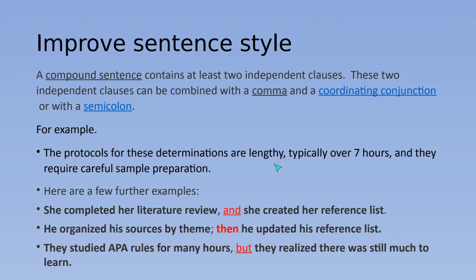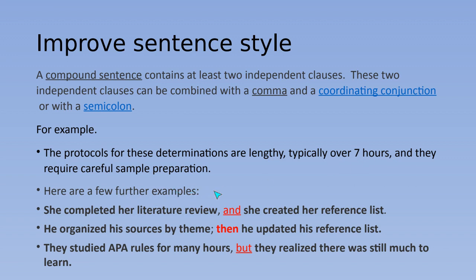So a compound sentence contains at least two independent clauses. These two independent clauses can be combined with a comma and a coordinating conjunction or with a semicolon. So these are really good. Often when I'm looking at work, I will say, join this up, and I think students are often unsure how to join them up. So, for example, the protocols for these determinations are lengthy, typically over 7 hours, and they require careful sample preparation. You can see the use of the commas there and how important they are. It's still the same subject, but the comma after 7 hours makes it a lot more manageable, splitting up the components of the sentence.